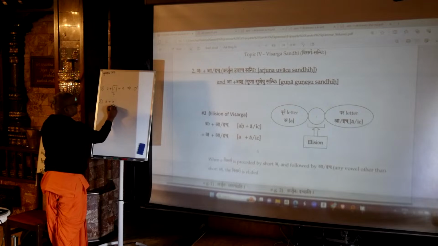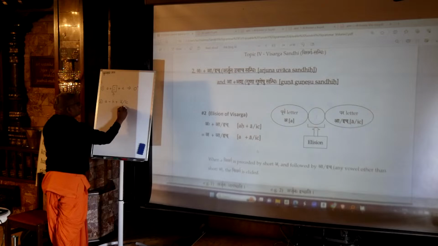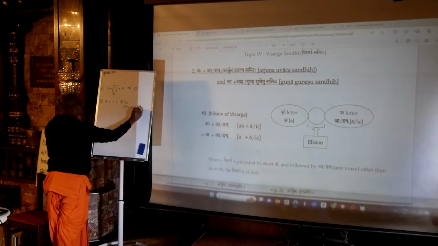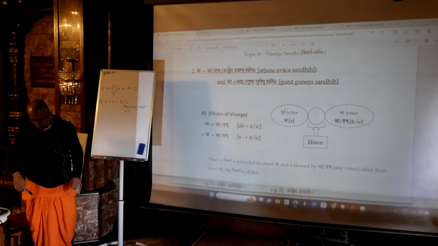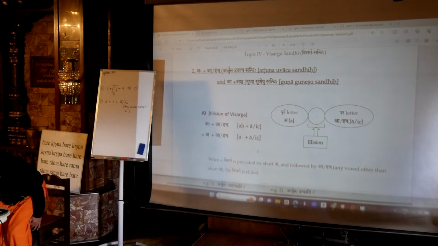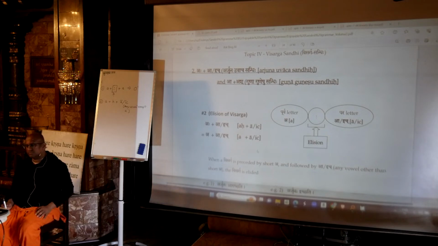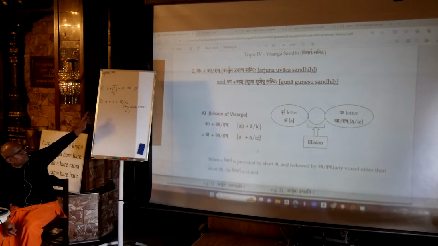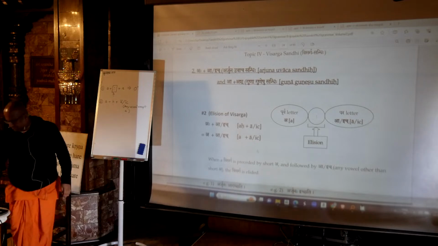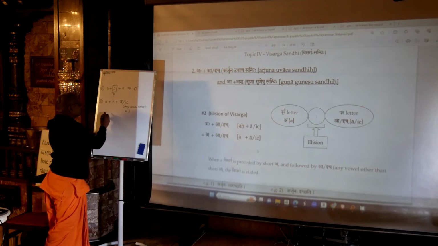Now the second thing is you have akara followed by visarga, and next is akara or ich. Ich means any vowel except a. So basically leaving a, all the vowels. So it can be e, u, r, l, a, I, o, whatever. No problem. In this case, what happens? You can see. Before visarga there is akara. After visarga there is akara or there is ich. So in this case, you can see the visarga goes away. There is elision of visarga. It's called as lopa. Elision. Lopa in Sanskrit. The other letters remain. Yeah?